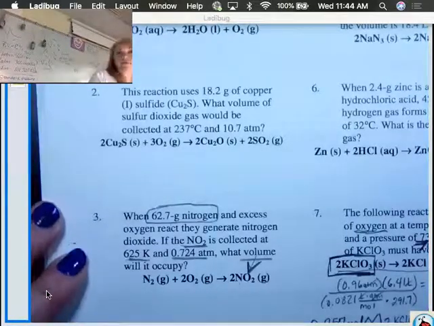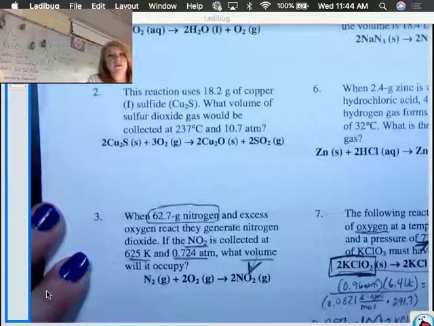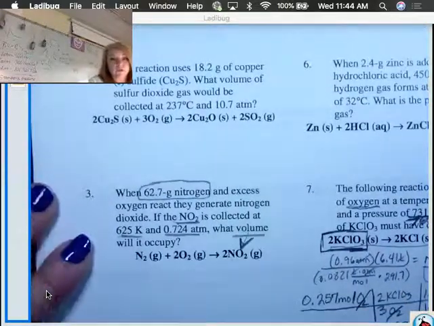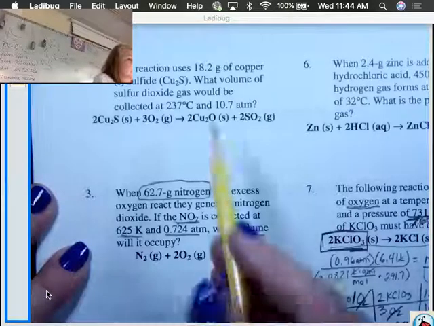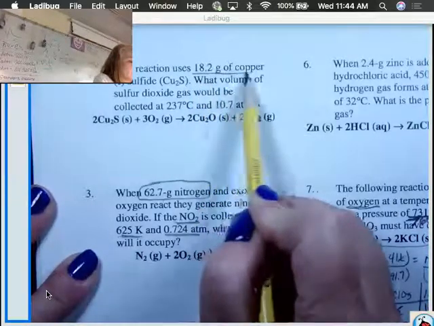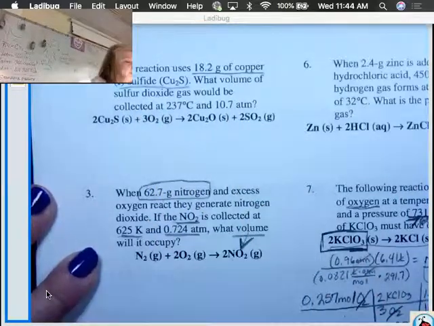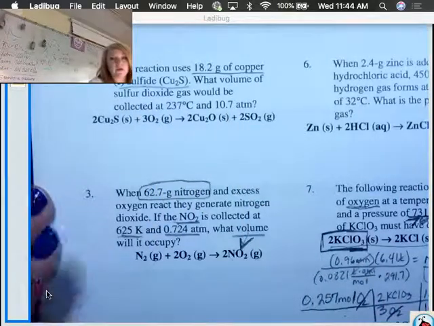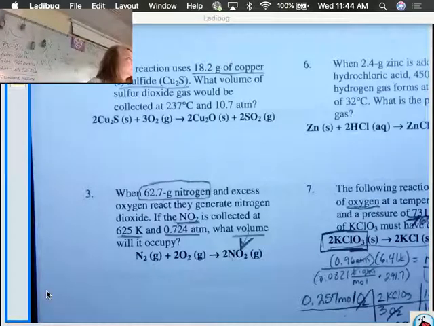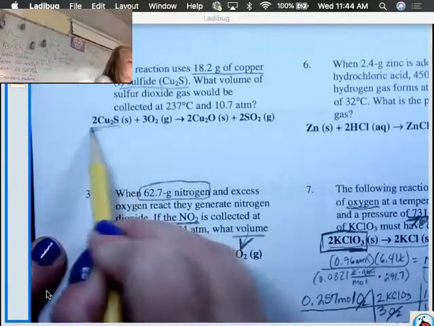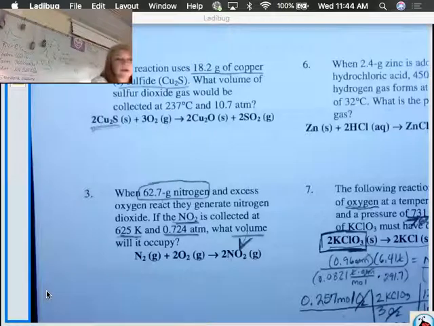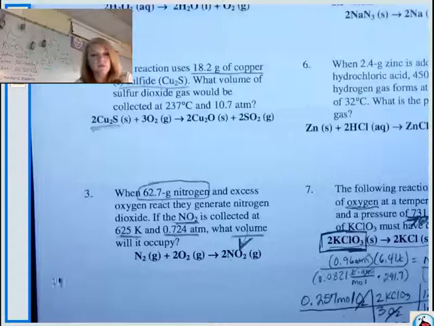Okay, so then let's look at number 2 together, okay? And I'm going to let you guys tell me how to work this through. Okay, so the reaction uses 18.2 grams of copper 1 sulfide. Find copper 1 sulfide in your balanced equation and either underline it or circle it. It says, what volume of sulfur dioxide gas? So what's the other thing we're using in this balanced equation? Sulfur dioxide. Find sulfur dioxide in your balanced equation and either underline it or circle it.